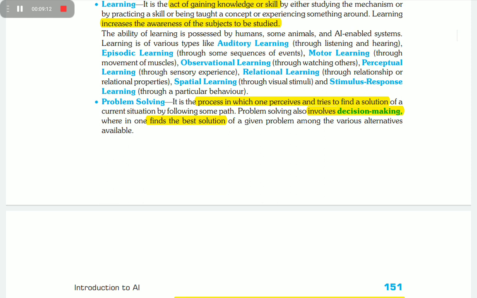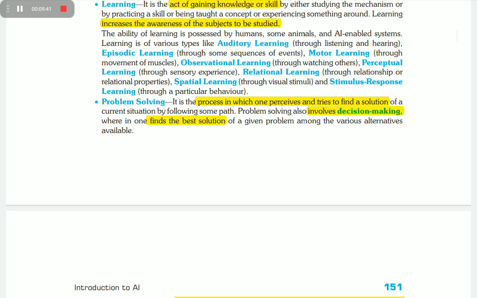Motor learning by movement of muscles, like playing basketball. Perceptual learning through sense experience, to touch, feel, or listen. Touch, feel, basically sensory experience includes this. Relational learning through relationships or relational properties, like worth, peace, or unity, etc.